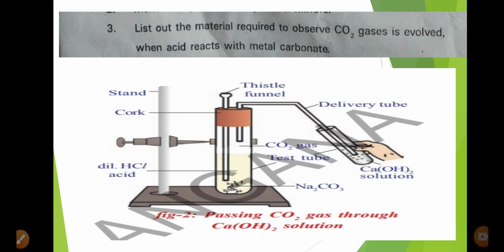This is activity 4 from the acids and bases lesson. For this we need the stand and 2-hole rubber cork and dilute HCl acid and Na2CO3 and test tubes, 2 test tubes. This is 1 and this is 2, and thistle funnel and delivery tube. And these and Ca(OH)2 are the materials required to conduct this experiment.